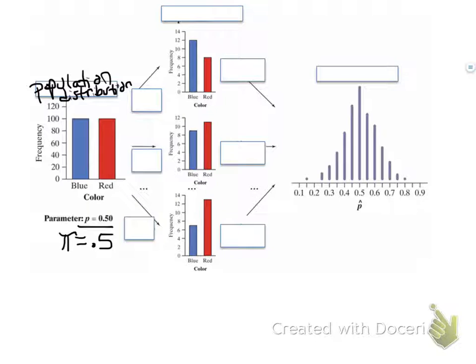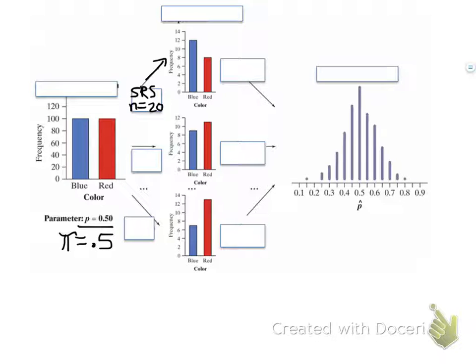Okay, so then from that population, we might take a random sample of 20 chips, for example. Pretending that we never actually knew what the population distribution was, because often we don't actually know the true population. Let's say we take lots of samples of size 20. So we take one simple random sample of size 20, and we happen to get 12 blues and 8 reds.